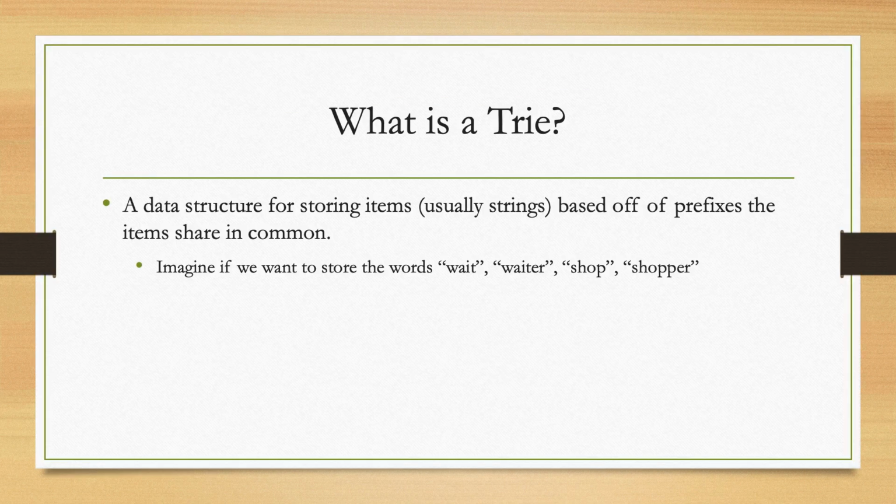So what exactly is a trie? A trie is a data structure for storing items, usually strings, and we store them based off of the prefixes that these items share in common. And so we'll talk about exactly what this means in a second.